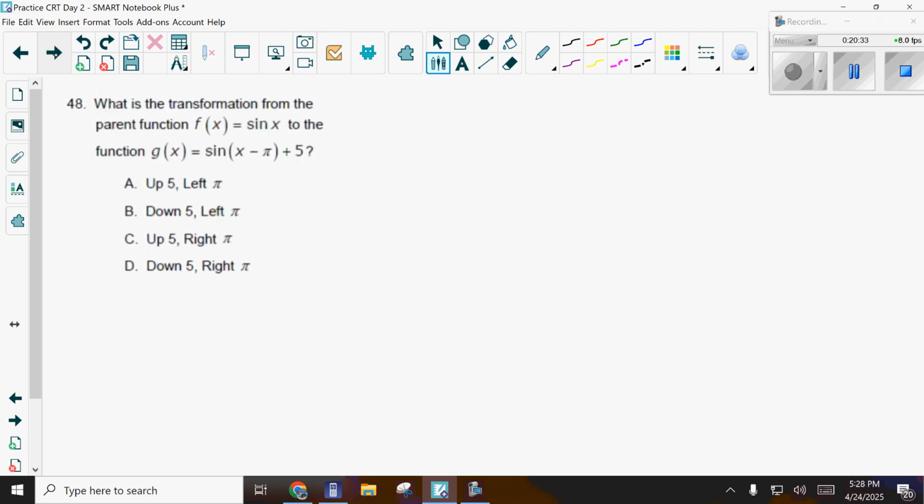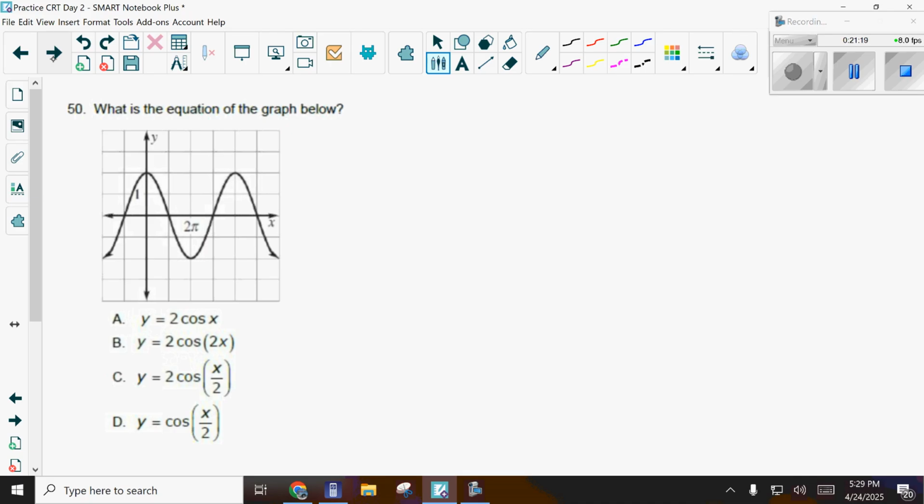Number 48 says, what transformation from the parent function f of x equals sine of x to the function sine of x minus pi, plus 5? So they're just saying list the transformations. The first thing is, which way is this moving? Well, if it's with the x, it's going to be opposite, because the x lies. So a minus pi would be left, but they're lying to us. So I'm going to add pi. So I'm actually going to go to the right pi. And then the last number is your k. That's your vertical shift. So that's going to be up 5. So up 5 and right pi. Choice C.